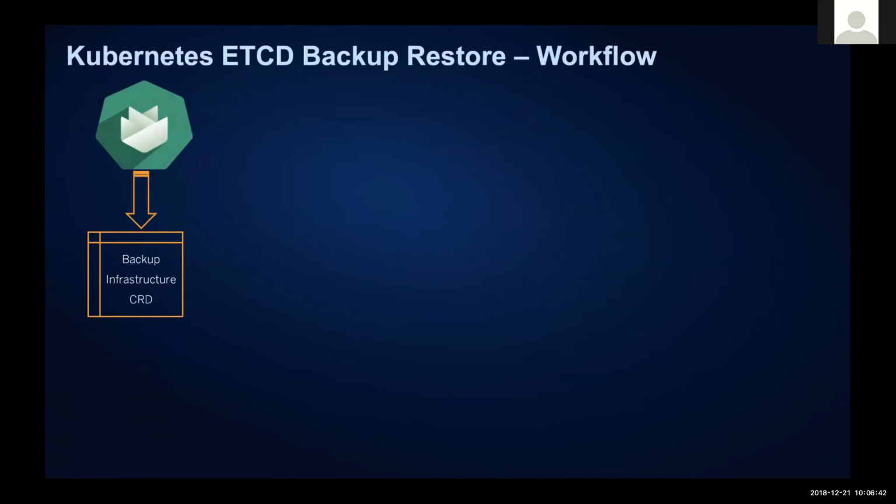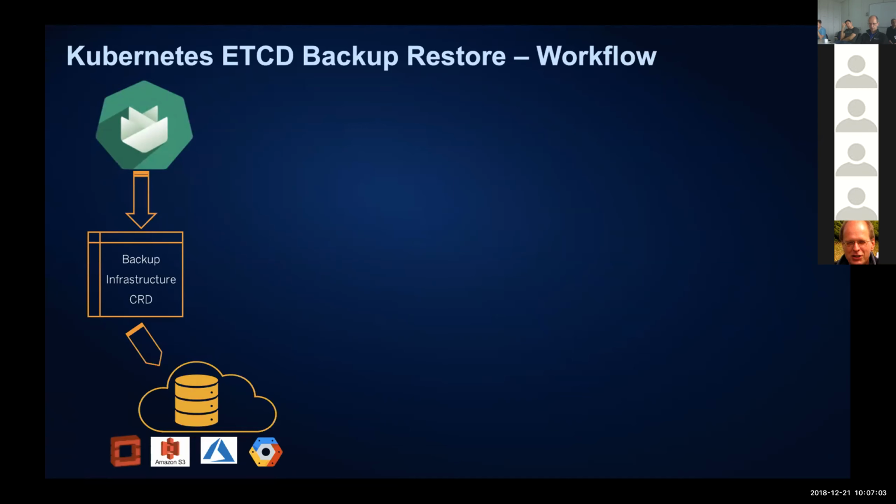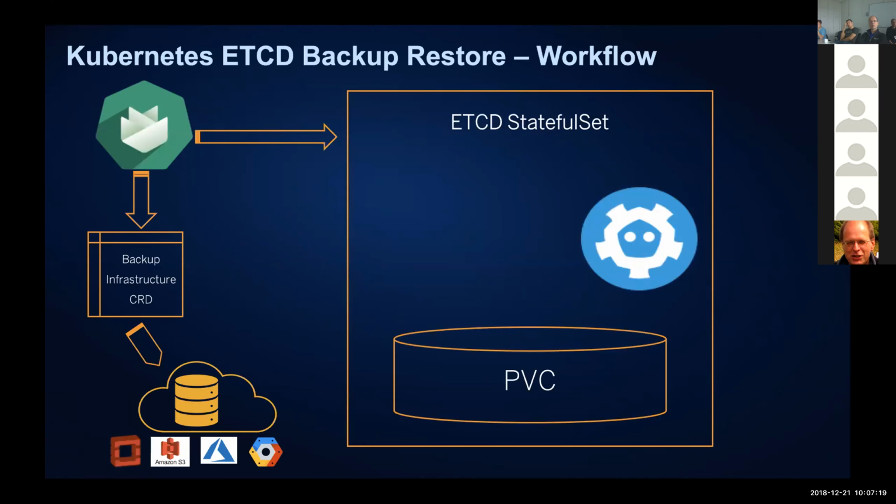So this resource will be created per shoot, and as a part of the backup infrastructure controller, which is a part of the Gardener controller manager, which will keep an eye on these and is associated with the backup infrastructure CRD, it will create a bucket depending on the cloud provider for which the shoot is hosted, and this bucket will be created in the seed's infrastructure. So currently we support backup on 4 major cloud providers: Swift, Amazon S3, Azure and GCS.